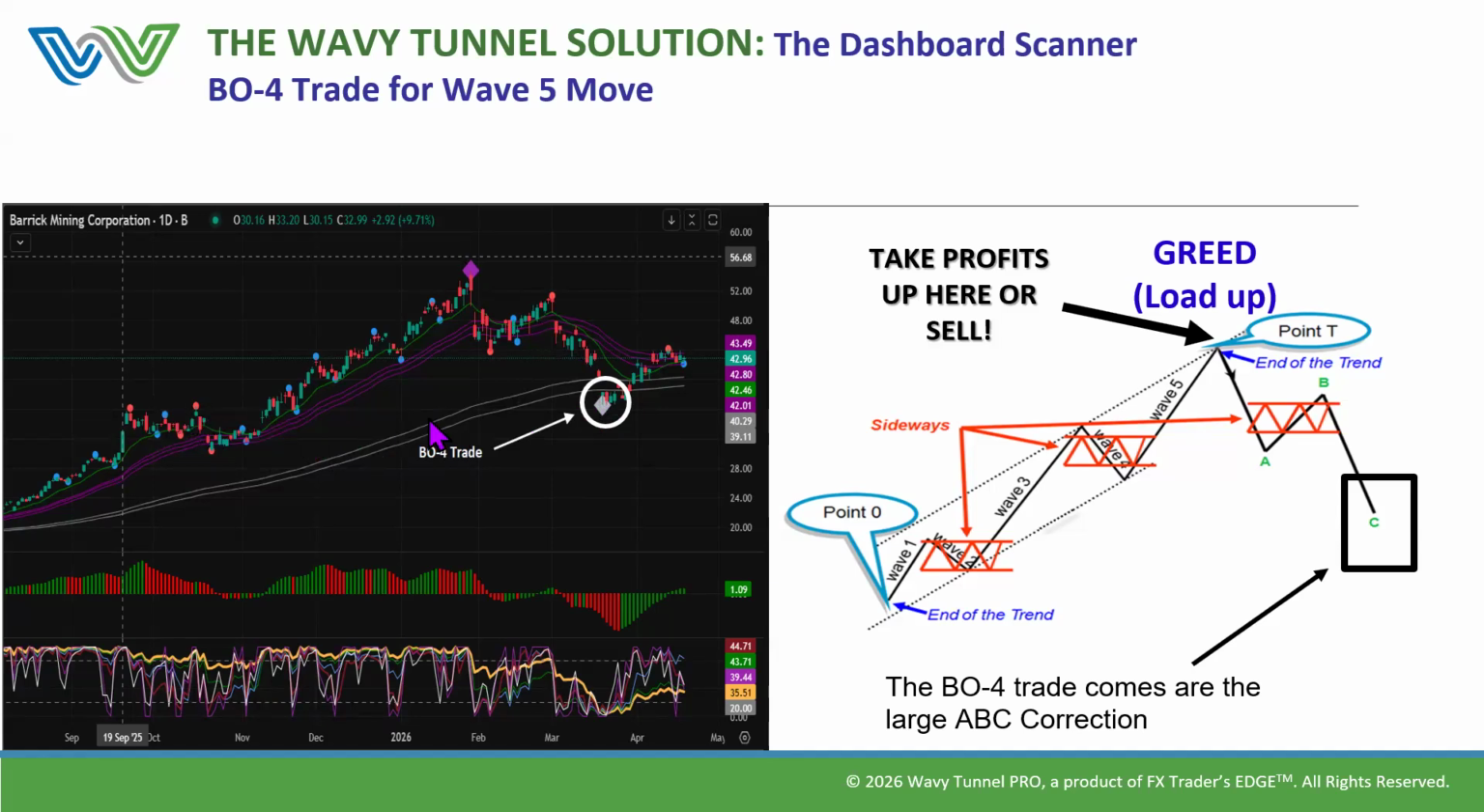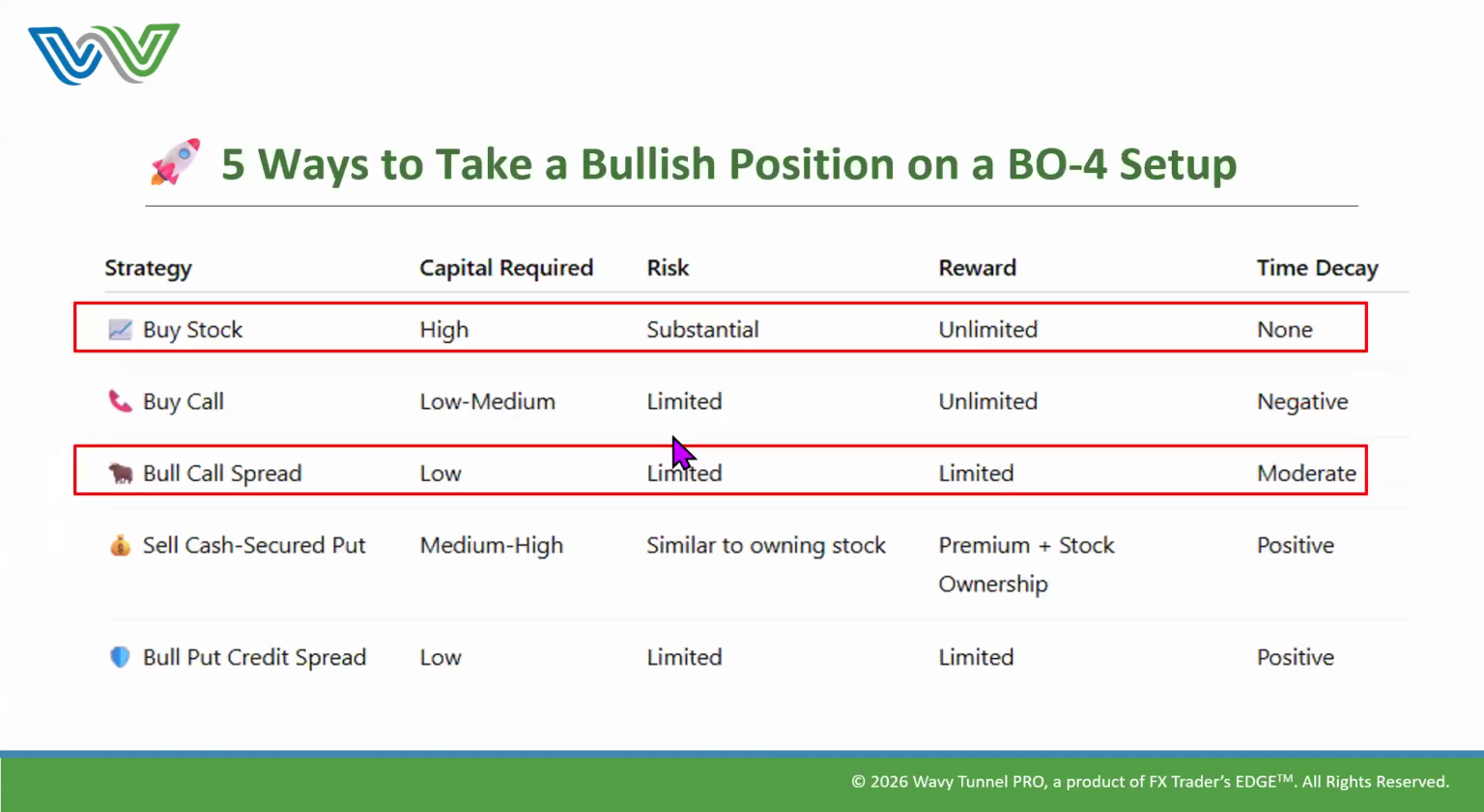Now, let's go through the 5 ways to take a bullish position on a breakout 4 setup, and then we're going to get right to it. You can buy the stock, and the capital required is high. You know what the risk is, buying the stock, so that's why you want to keep a stop loss in and monitor it. And the reward is unlimited, of course.